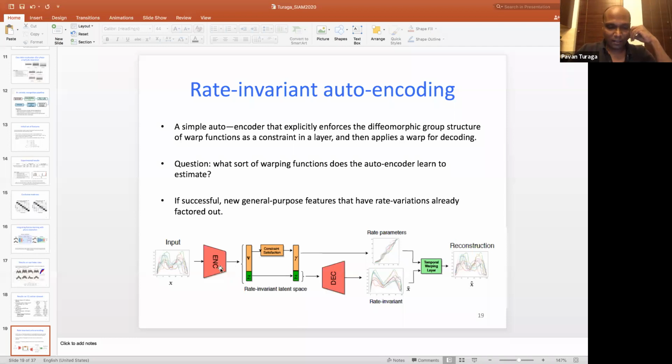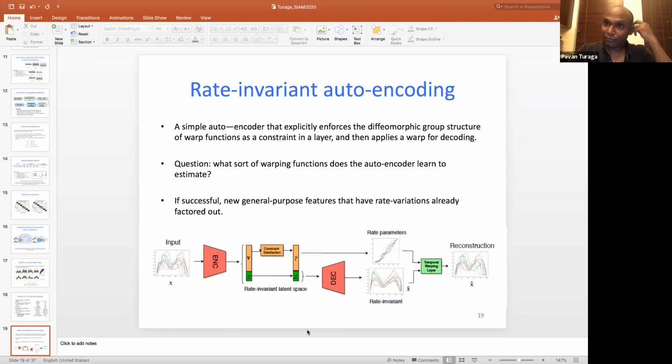So the idea here was to create an encoder net which reduces dimensions to a latent space. In a classic autoencoder, you would just take the latent space and put it into a decoder, and you would hope that the outcome of the decoder is close to the input. So you minimize the L2 loss between the input and the output. The difference we introduced was we want to learn these latent vectors such that rate variations have been factored out.